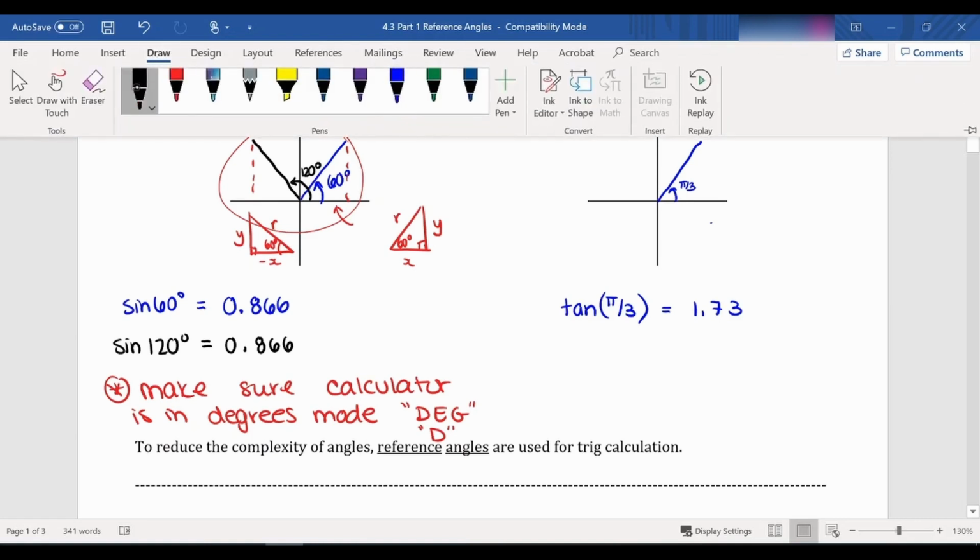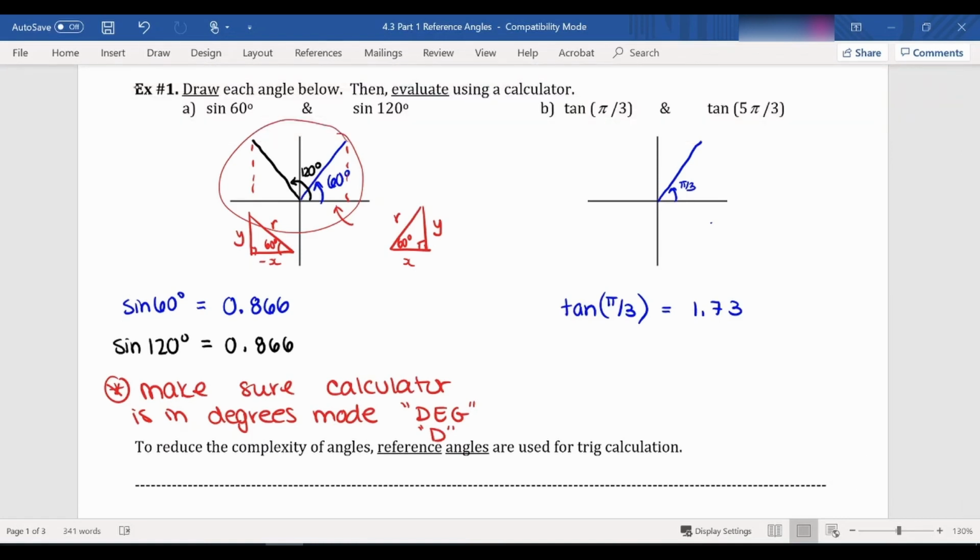The next one is 5 pi over 3. So 5 pi over 3 is actually in quadrant 4. And that's because 3 pi over 3 would be a half circle. 6 pi over 3 would be a full circle. 5 pi over 3 would go here.